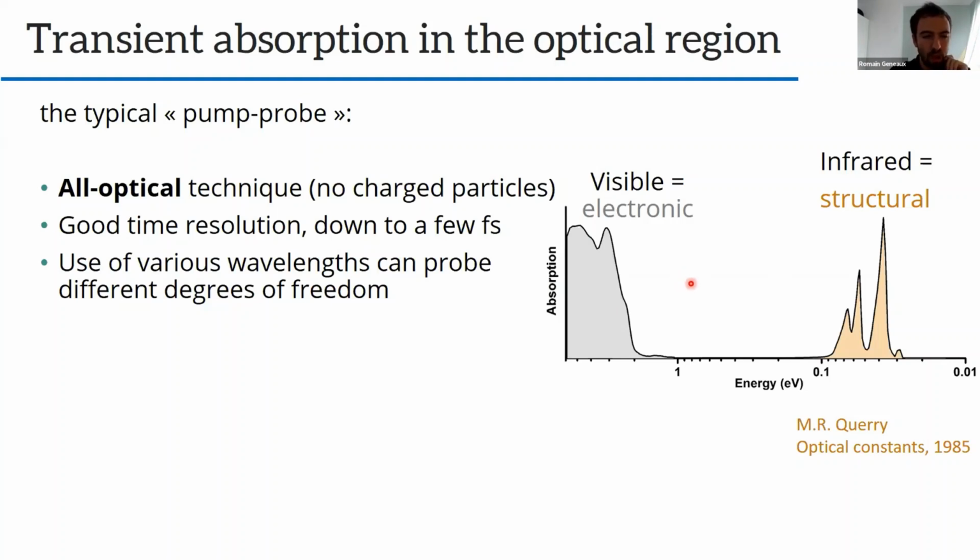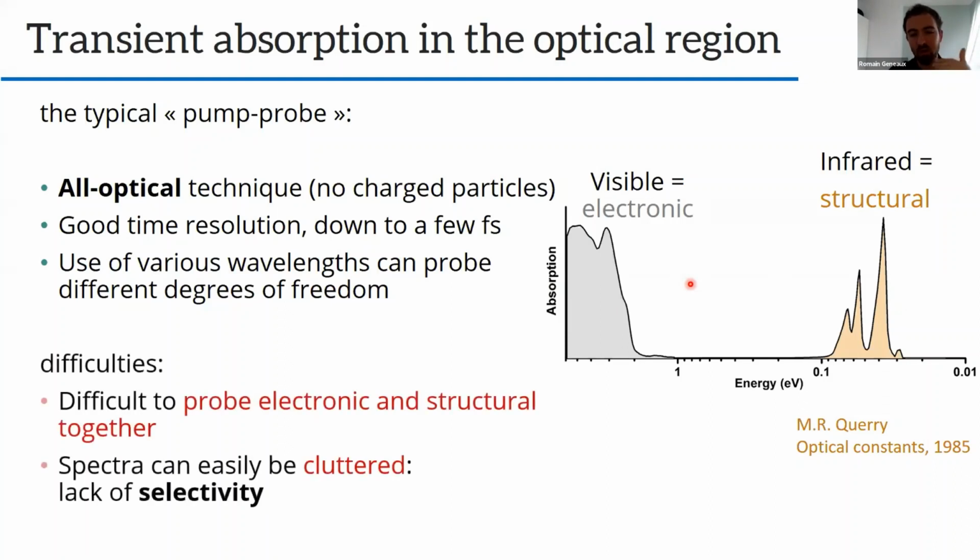But this strength is also a difficulty sometimes because it makes it hard to probe both the electronic and the structural properties together. And sometimes that's precisely what you want to do, especially when they're coupled together and when we work at fast time scales, that happens. And so it's hard to get the two pictures in the same experiment.